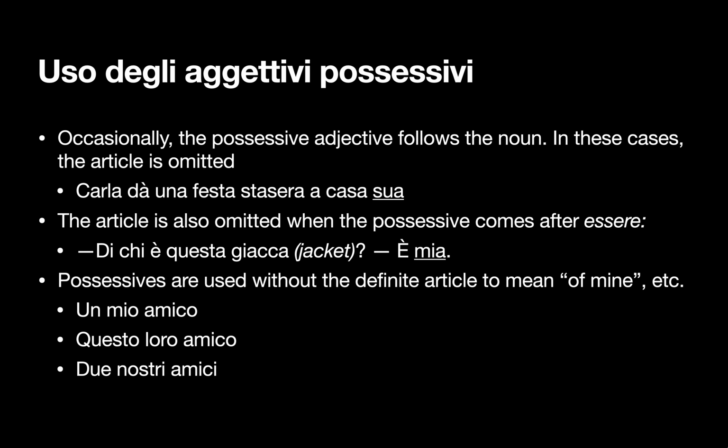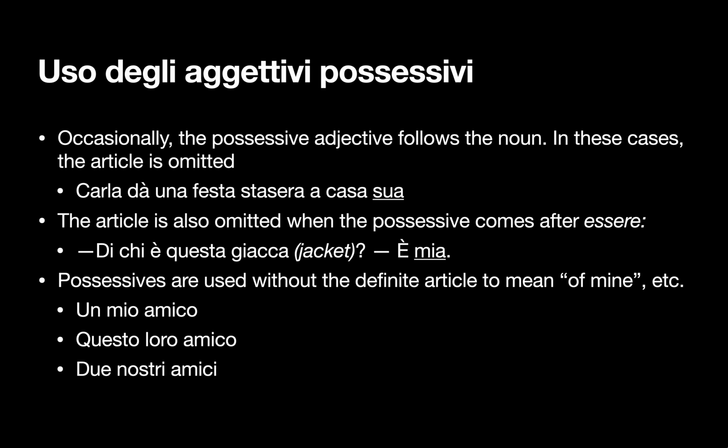When the possessive comes after essere, you also leave the article out. So, di chi è questa giacca? Whose jacket is this? È mia. It's mine. È mia.